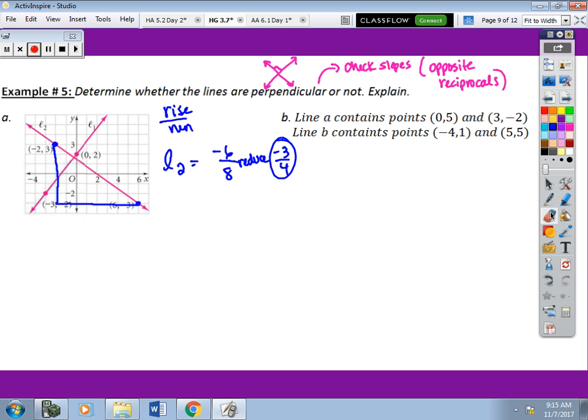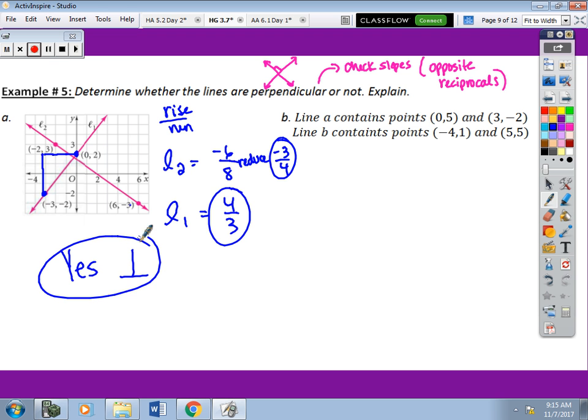Now the other line, my L1, I'm going to start at this point and try to get up to that point. Again, start with the leftmost point, we're rising up 1, 2, 3, 4, and running over 1, 2, 3. Are these opposite reciprocals? Do they flip the fraction and flip the sign? Yes. If I flip this, it's 4/3 and I change it to a negative, so these are perpendicular.